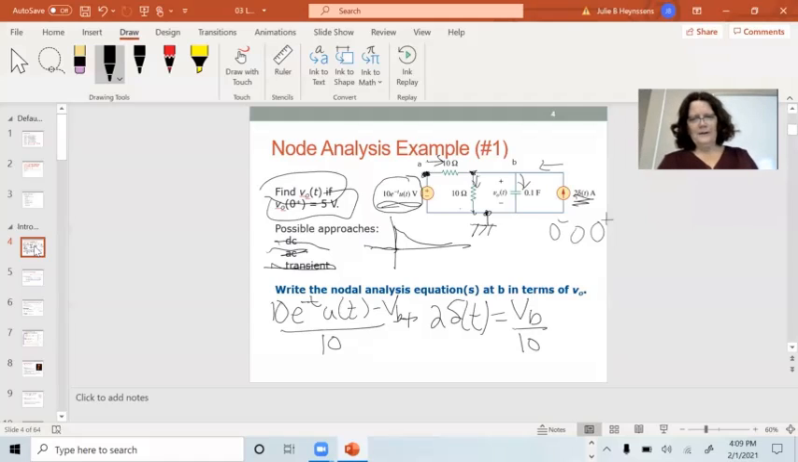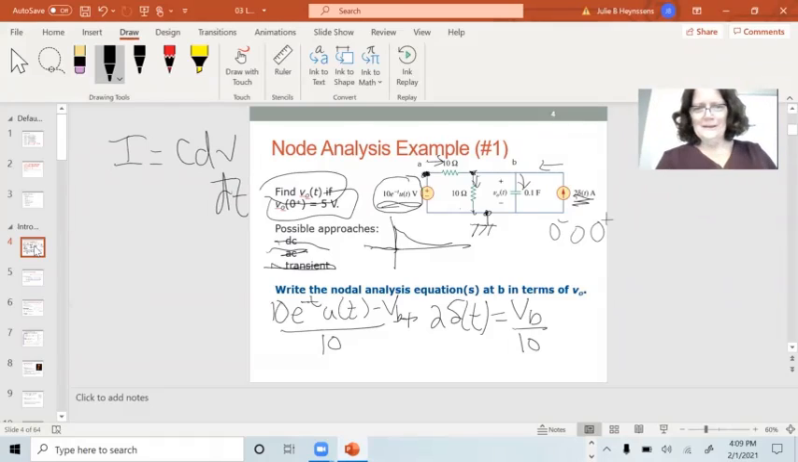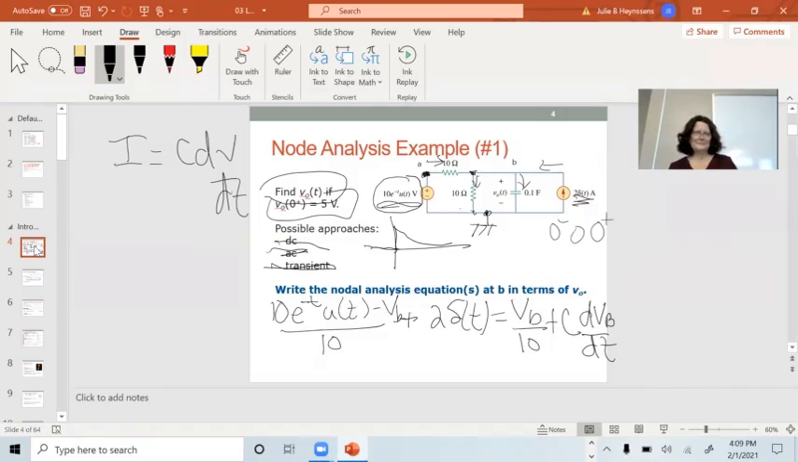And, oh yeah, there's a capacitor in there. And the current through a capacitor is I equals C dV dt. So what I've got here, its current is C dV dt. That's the equation that we have to learn how to solve.